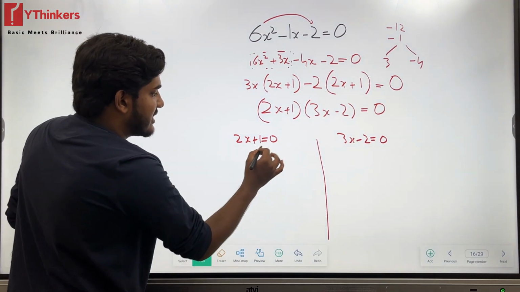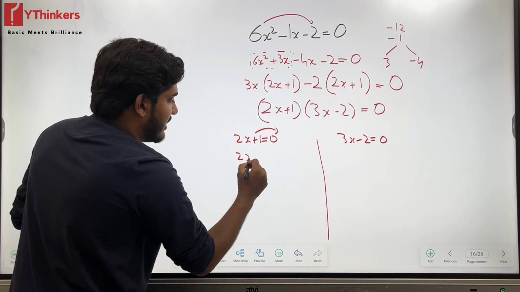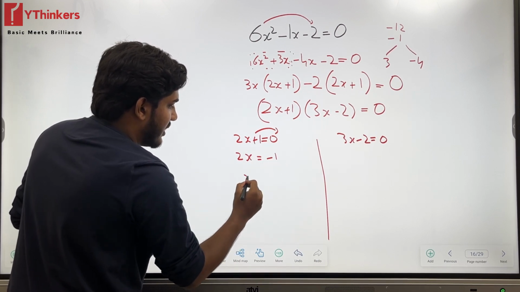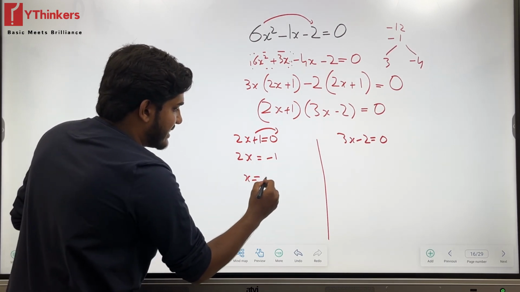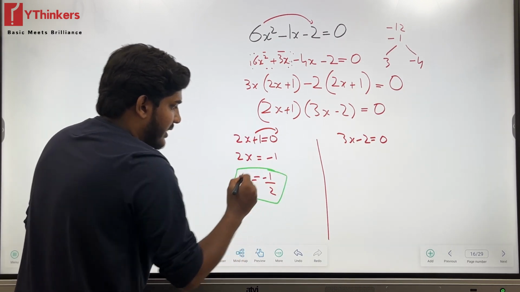If 2x plus 1 is equal to 0, I want the x value. I'll shift this minus 1 to that side, so plus 1 becomes minus 1. जो भी multiplication में वो division में चला जाएगा. So x I'll get as minus half, one x value.